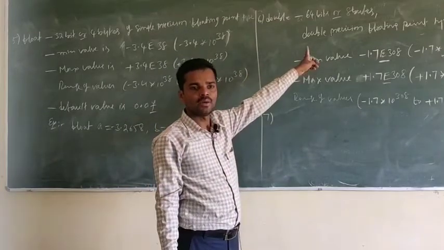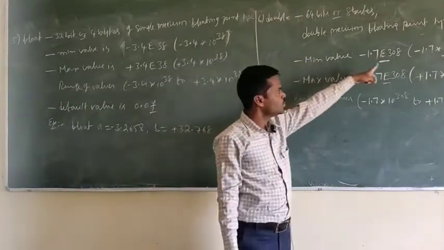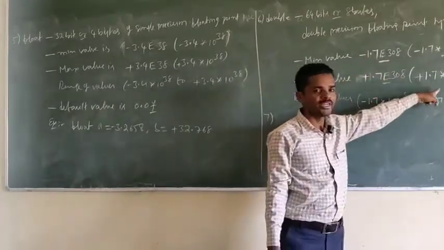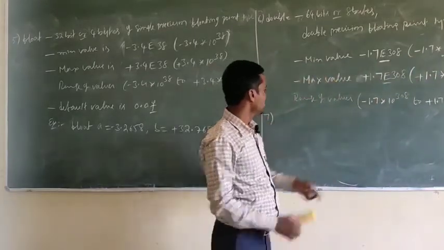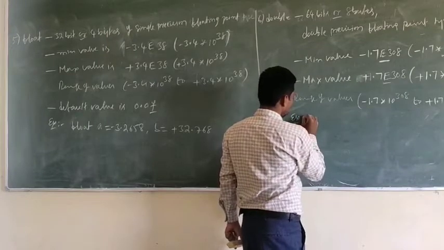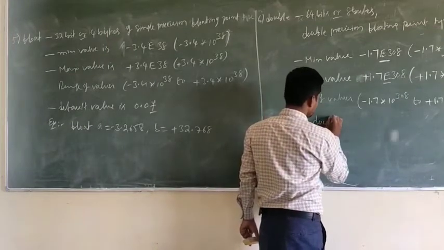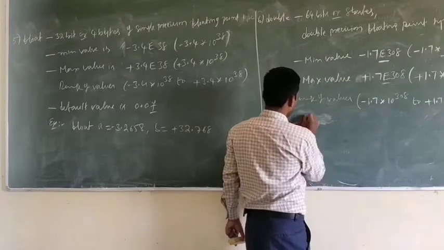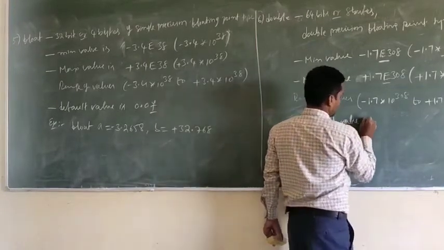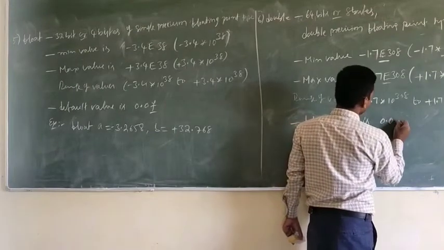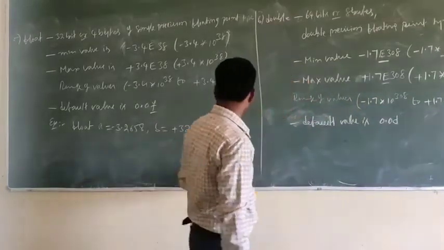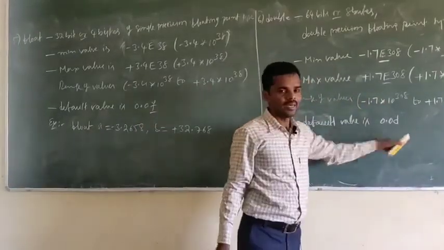precision floating point type. And minimum value is minus 1.7 into 10 to the power of 308, and maximum value is plus 1.7 into 10 to the power of 308. This is the range of values. And if you want to give an example, give example like this: double. And default values. Default value is 0.0 D. D for what? Double. F for float and D for double.